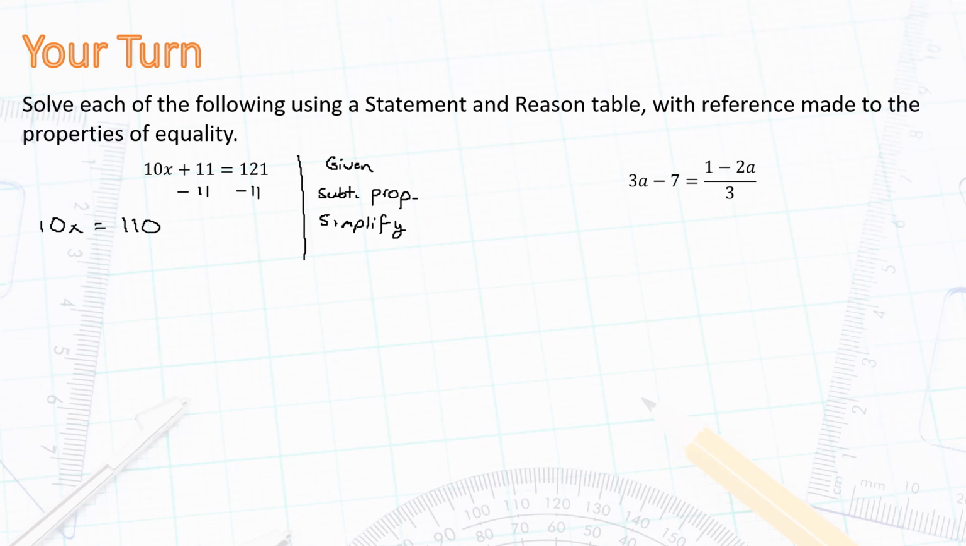So notice I am getting shorter and shorter hand as I go, which is totally fine. I want to get x on its own. It's multiplied by 10. So if I divide by 10 on both sides, that would be the division property of equality. I get x is equal to 11.